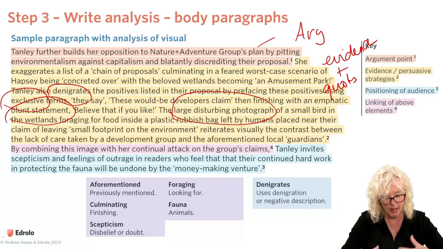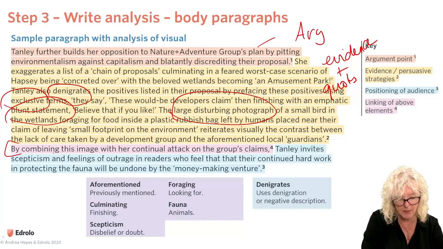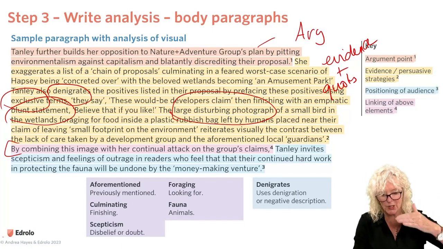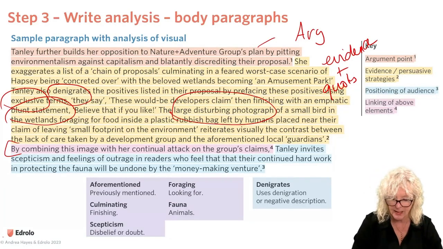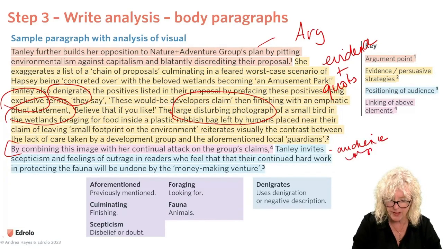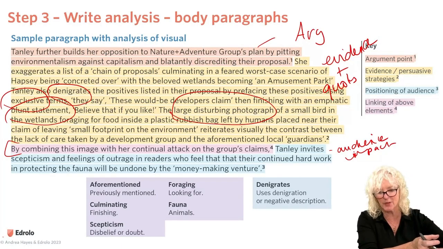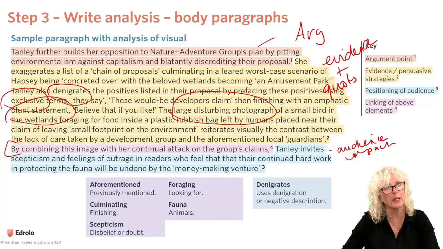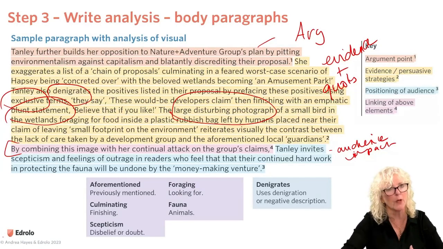So then after that, we have this linking sentence, a more obvious one here. By combining this image, so already mentioned and analysed, with her continual attack on the group's claims. So these two things working together, leading to audience impact. So this is an example of a linking sentence where you are linking the persuasive devices to the audience impact, really not so much in an obvious manner, but moving it forward, how it's progressed in the argument.